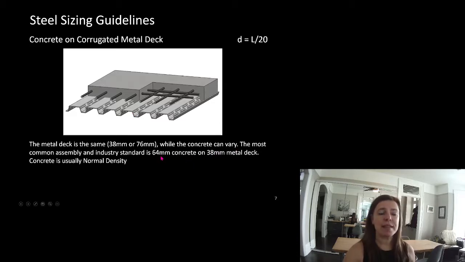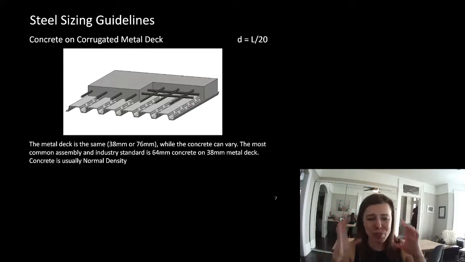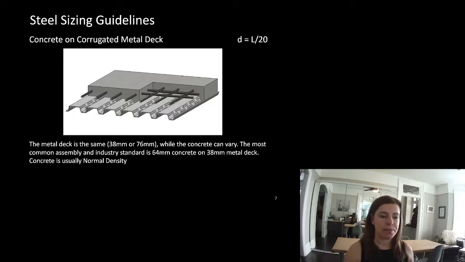The standard assembly in construction is a 38 millimeter metal deck with 64 millimeters of concrete on top of it. And we're talking about normal density concrete. So you'll see as we go forward in the term when we talk about loading next week, that when you look at the loading for concrete, there's normal density. And if you look at concrete on metal deck, there is normal density concrete on metal deck. I am always going to be talking about that unless I explicitly tell you otherwise. Always assume normal density concrete on your metal deck.